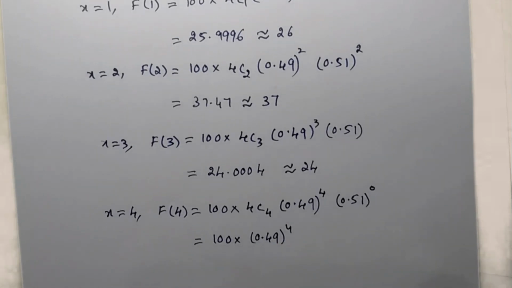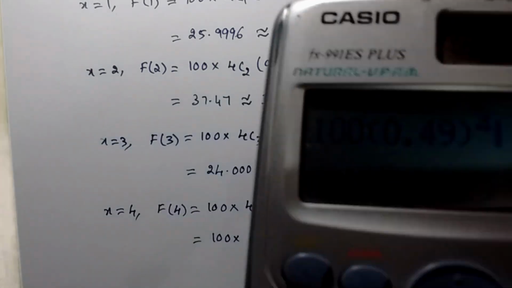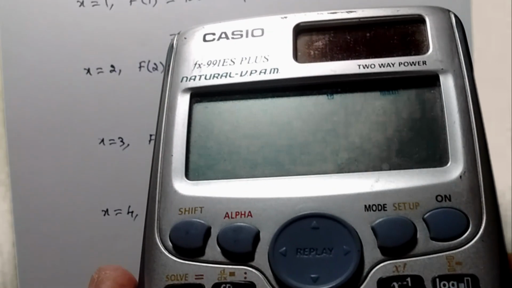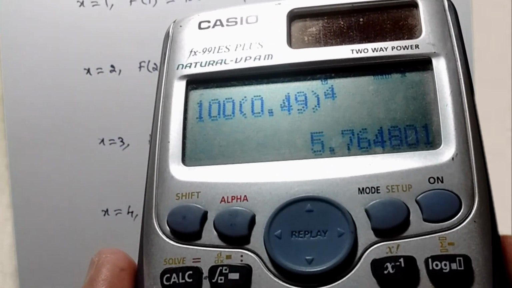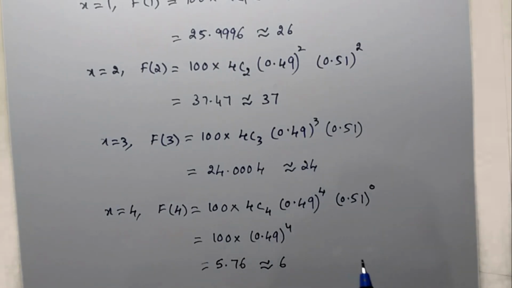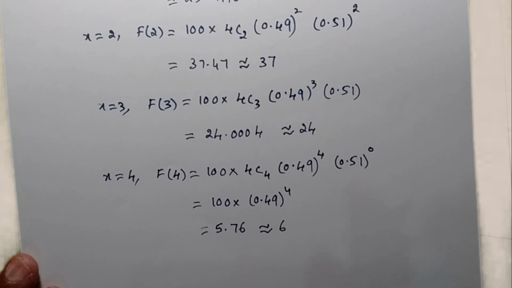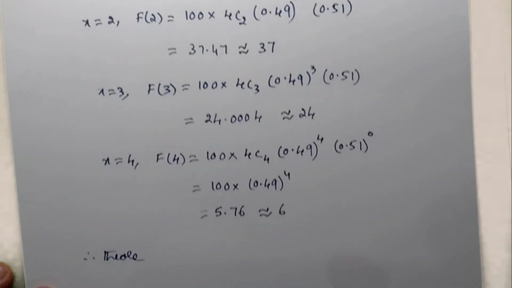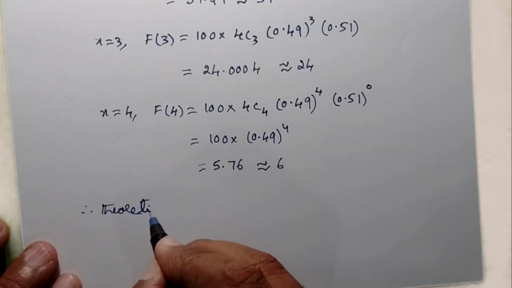So just use the calculator for this one. Just see, I have just typed these values. Let's see what is the solution you're getting. 5.76 is there. Approximately you can write that value to be equal to 6. So we have got the expected frequencies or theoretical frequencies. So therefore you can write down the theoretical frequencies.